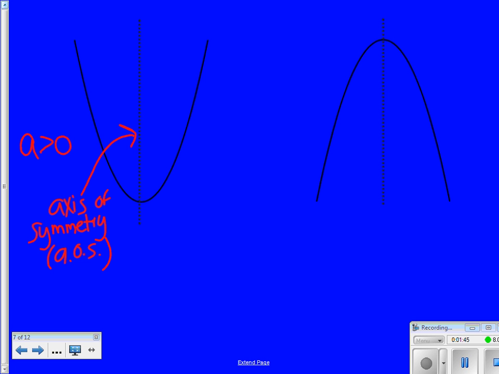Notice that the axis of symmetry goes through the bottom of the parabola at the vertex. So this bottom right here is the vertex. But because a is greater than 0 and our parabola opens up, this vertex is a minimum. So really make sure you understand the difference between the minimum and the maximum.